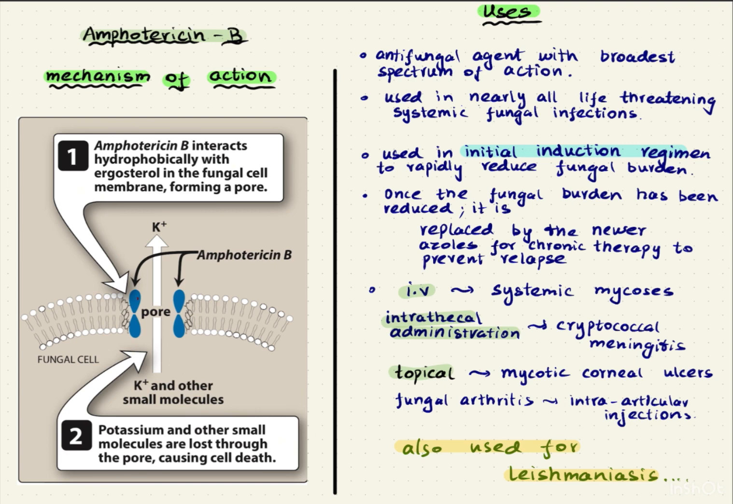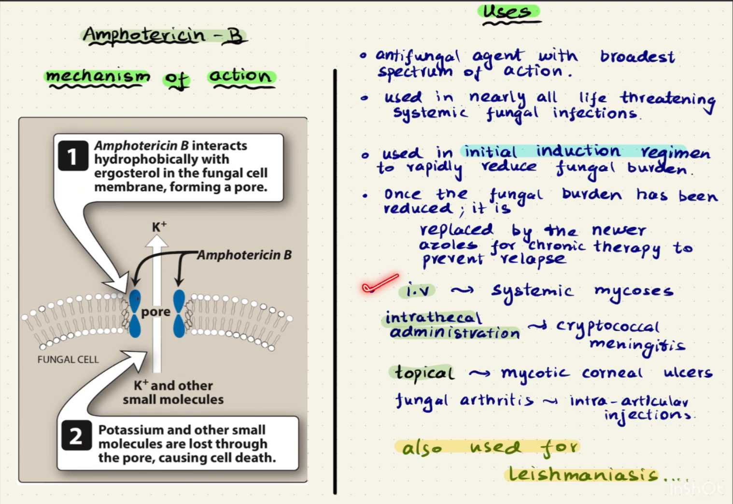The reason being, even though amphotericin B is a highly effective drug, amphotericin B has certain adverse effects for which after the initial induction regimen with amphotericin B, it is replaced by the newer azoles, which have less systemic toxicity.